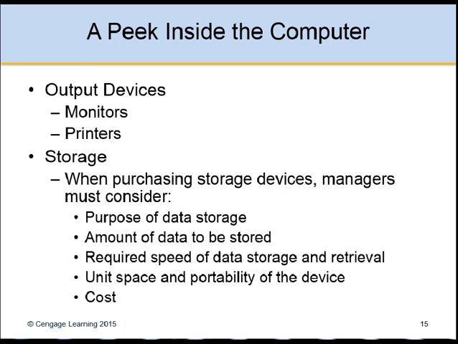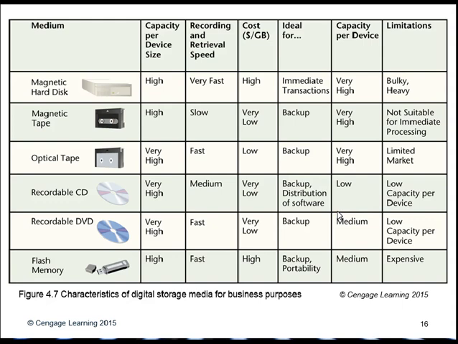So there are some important business considerations when evaluating these storage media options. When considering storage devices, managers have to consider the purpose of the data storage, the amount of data to be stored, the required speed of data storage and retrieval, the unit size, space, and portability of the device, and the cost. And here we see a table that compares the various types of storage medium over a set of criteria: capacity, speed, cost, what it's ideal for, and limitations.